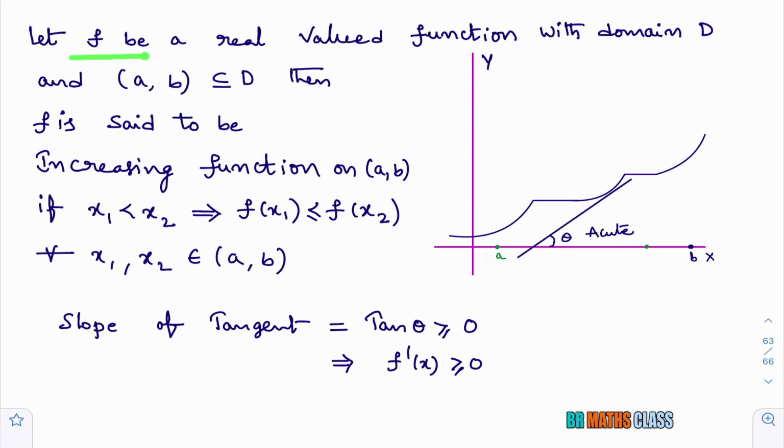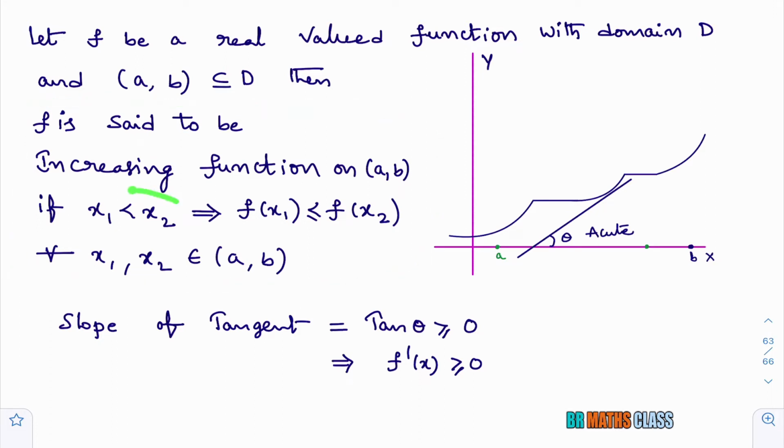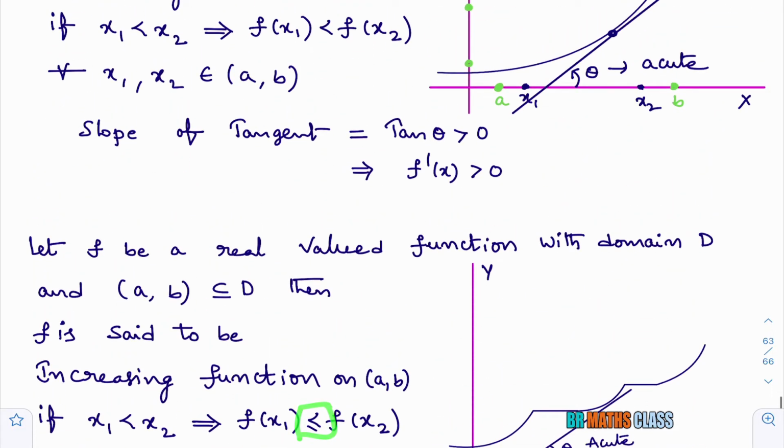You observe, f is a real valued function with domain D, and the open interval (a, b) is there in the domain. This is as usual. This is important: f is said to be an increasing function on the open interval (a, b) if x1 less than x2 implies f of x1 is less than or equal to f of x2. You observe here, less than or equal to is there. In a strictly increasing function, strictly less than is there.